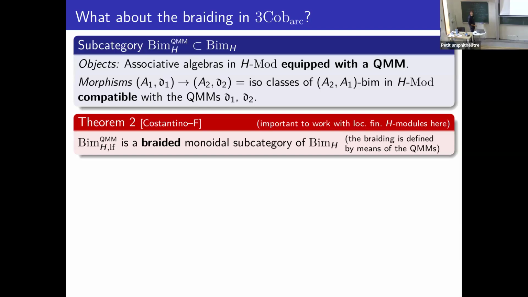In your category, the objects are algebras equipped with such a structure. In this category, Quantum Bim QMM, the objects are pairs: algebras and QMM. QMM is like a structure; a given algebra might have many of them. So this is just an example of an object in this category. And if you want morphisms in this category, it's easy. You just take internal End. These are bimodules in this category, because you can act on this and on this by these ones.